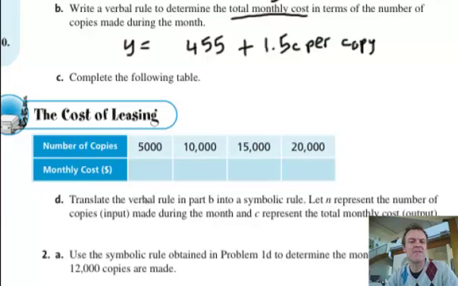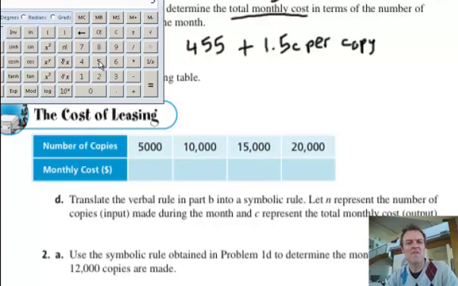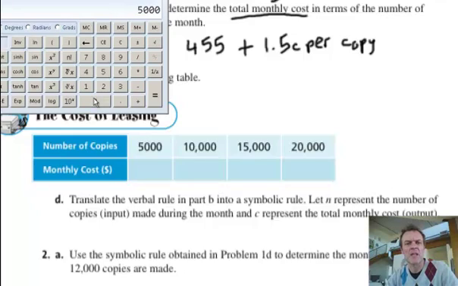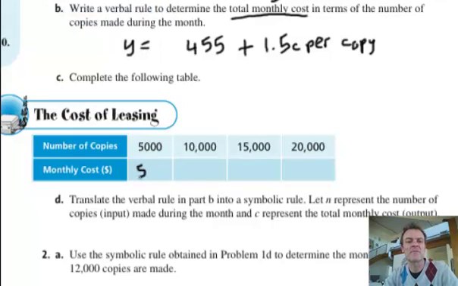So if I'm making 5,000 copies, now think about this, get your calculator up. 5,000 copies costs me 1.5 cents a copy. Write that as dollars, so multiply by 0.015, which is what 1.5 cents is. So it's just going to be $75 for printing 5,000 copies. Plus, don't forget the $455 you get charged as well. It's going to cost you $530.